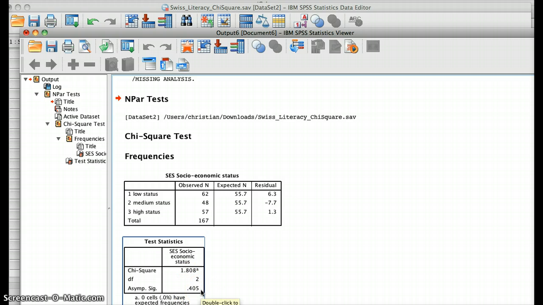So this probability is way higher than the 0.05 that we look for, and we thus will conclude that this is a not significant result. So the observed distribution is not significantly different from what we expected.